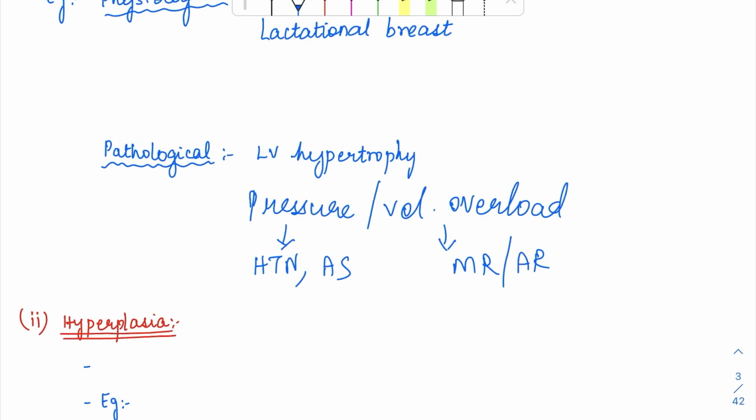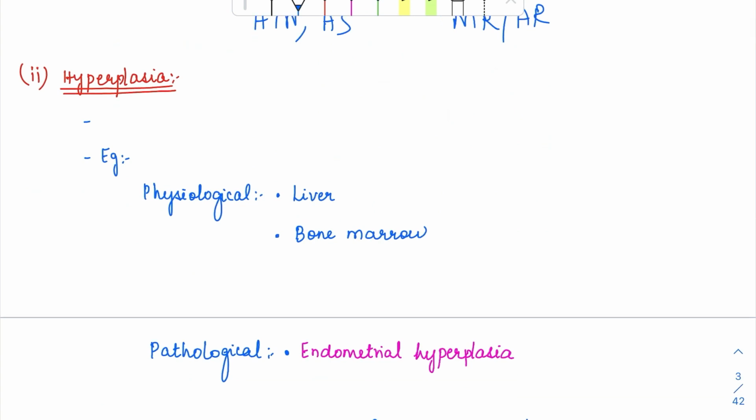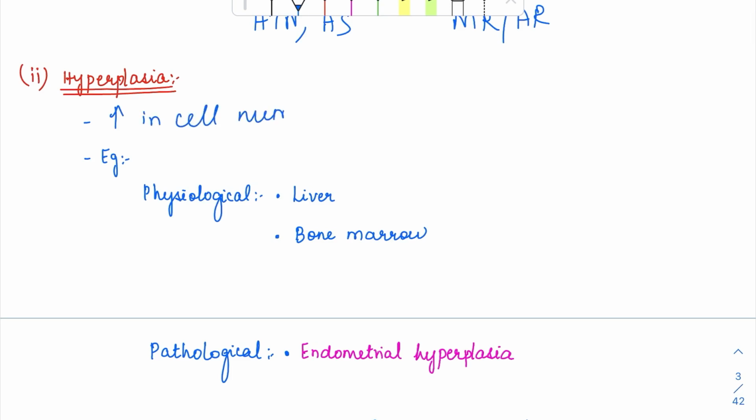So we'll be seeing about that when we are discussing the cardiovascular system. So the left ventricle will undergo this hypertrophy to accommodate for this stimulus, which is either a pressure or a volume overload. So the next change will be hyperplasia. Hyperplasia literally means an increase in the cell number. So the number of cells is increasing.